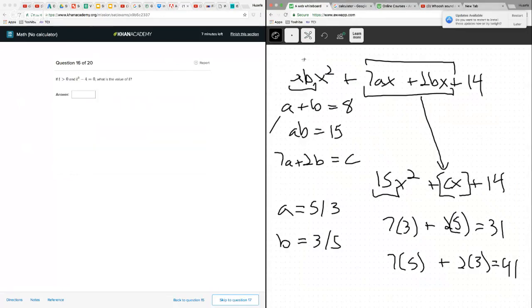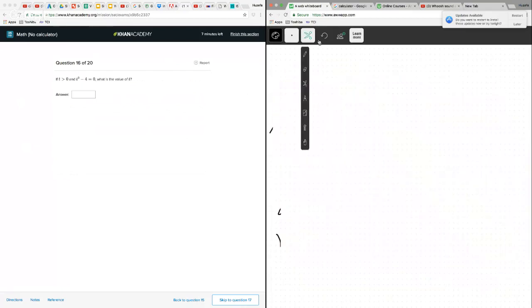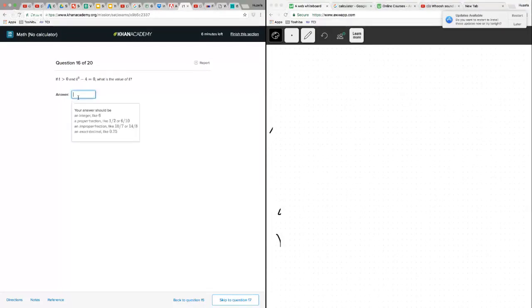Okay, now we get into the free response. Usually you'll notice the first free response question was like the hardest of the multiple choice. Now it's gone back a little easier. They said t squared minus 4 equals 0 and t is greater than 0. What's the value of t? t squared has to equal 4. It could be negative 2 or 2, but it has to be greater than 0, so it's got to be 2.